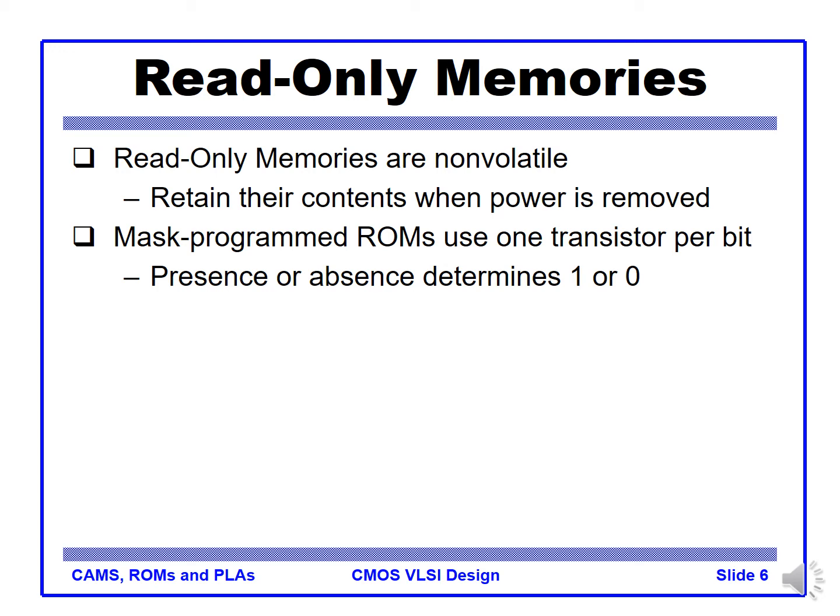Read-only memory is another kind of memory cell, another memory type. This is non-volatile, meaning if you power off, the value stays inside the memory cell. So even though power is off, you can store the contents inside. It retains its contents when power is removed.